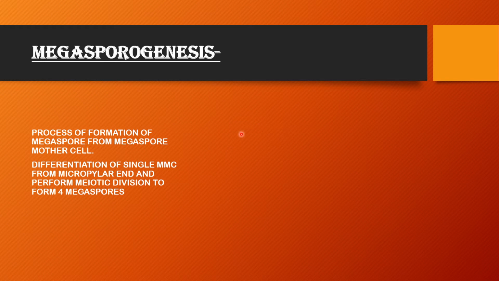Now this megaspore mother cell performs meiotic division to form 4 megaspores. As we all know, the product of meiotic division is always 4 daughter cells. That is why, when that single megaspore mother cell performs meiotic division, the resultant cells will always be 4 in number.